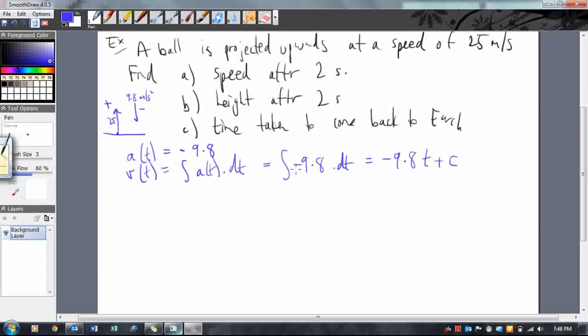Now, can we find c? In other words, do we know the velocity at the start? Yes, we do. A ball is projected upwards at a speed of 25 meters per second.